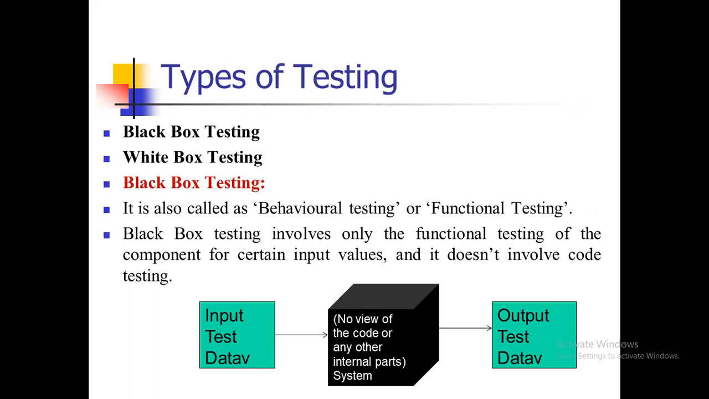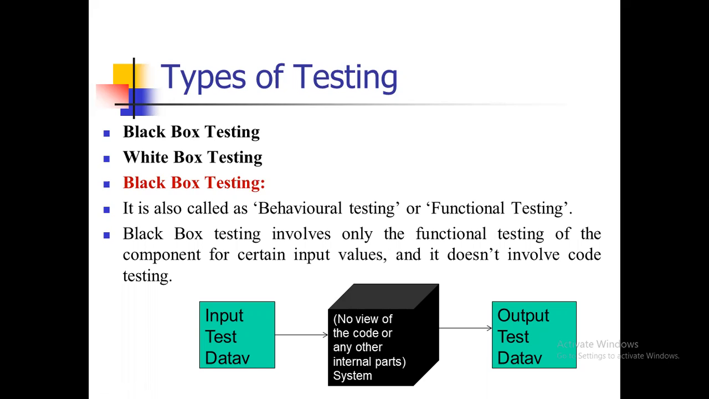Here you can see that we have input test data, and this is the black box, with no view of the code or any other internal parts. This is the system. Here we are going to test only the functions, functional testing, and we are getting the output test data. Okay, so this is black box testing. Here it is clear that only the output according to the input is verified in black box testing.